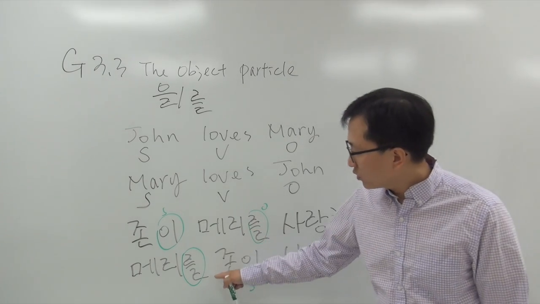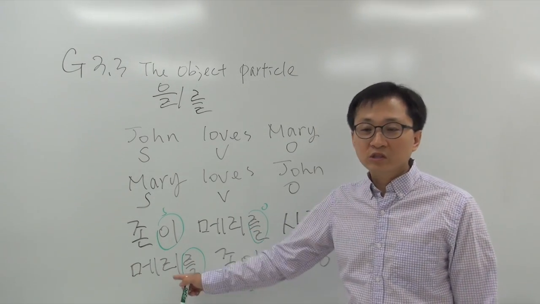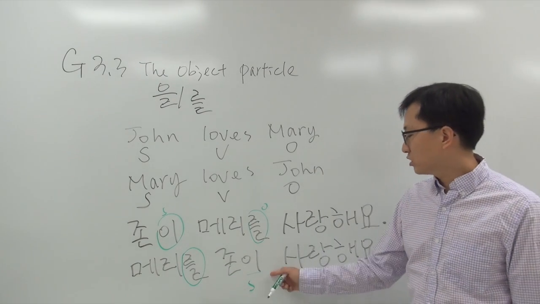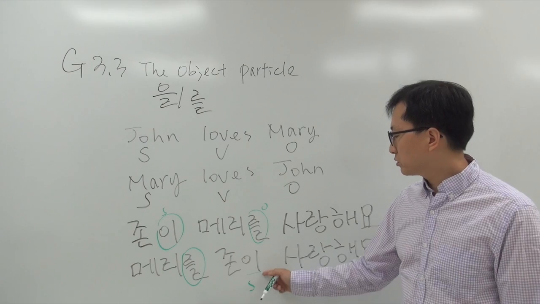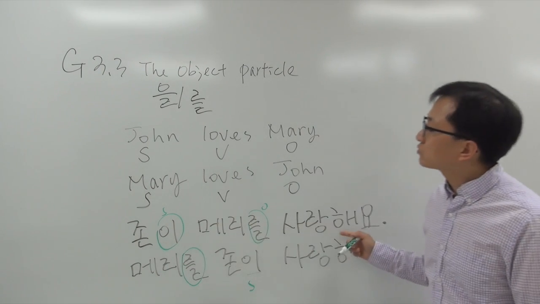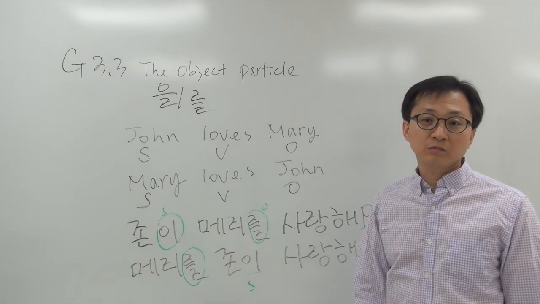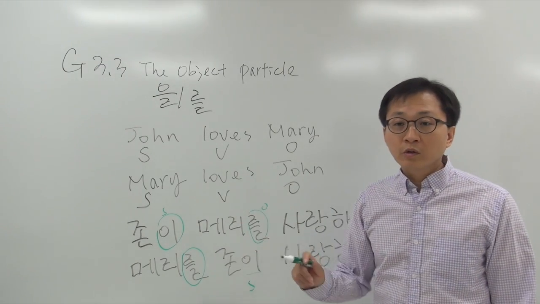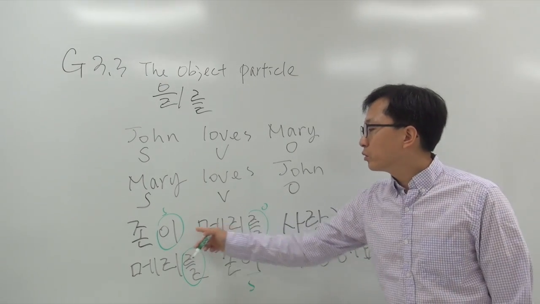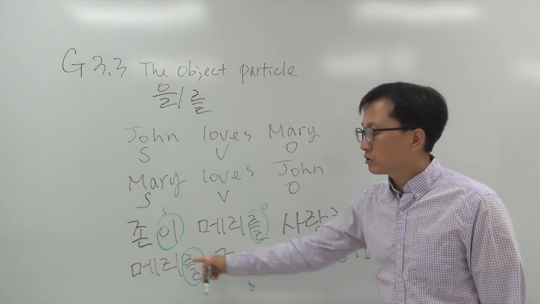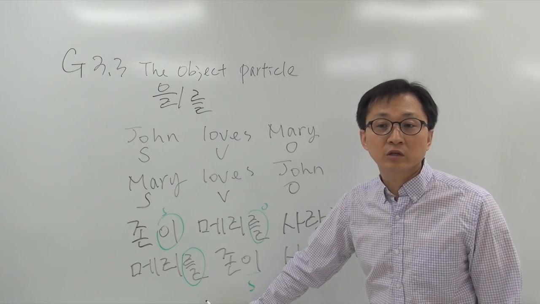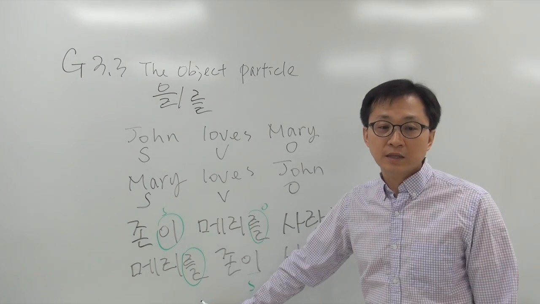So even though it is at the initial part of this sentence, it still means that Mary is the object of this sentence. 존이 사랑해요. So John is the person who is doing this action. John loves. Whom? Mary, like this. So that's why Korean particles are really, really important. You should know the functions of those particles to understand the sentence accurately. Does it make sense? Yeah.